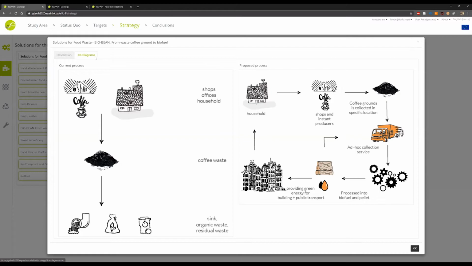In here, we can see two schemes: the current process of coffee grounds waste and the proposed process in the solution. The current process is linear and finishes at a disposal, and perhaps landfill or incineration plants. The proposed process follows a more circular path in which the coffee grounds are collected, transported, processed, and turned into renewable energy.